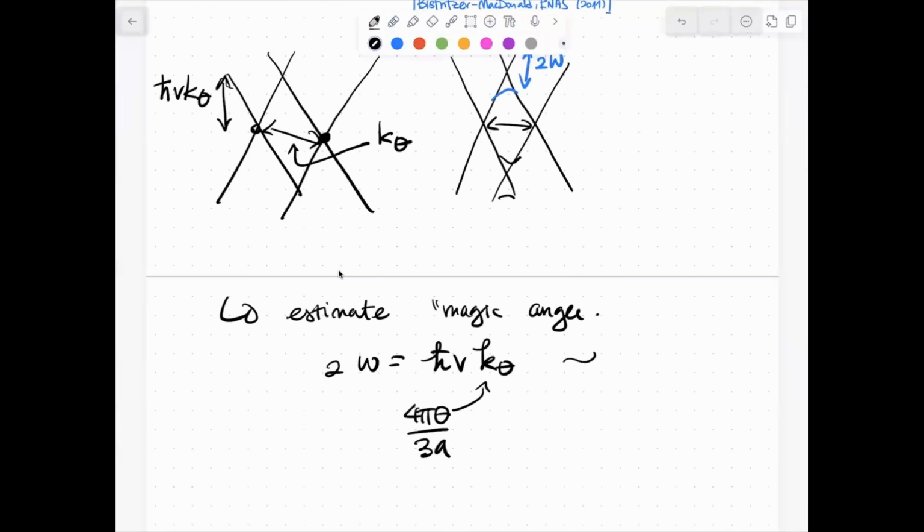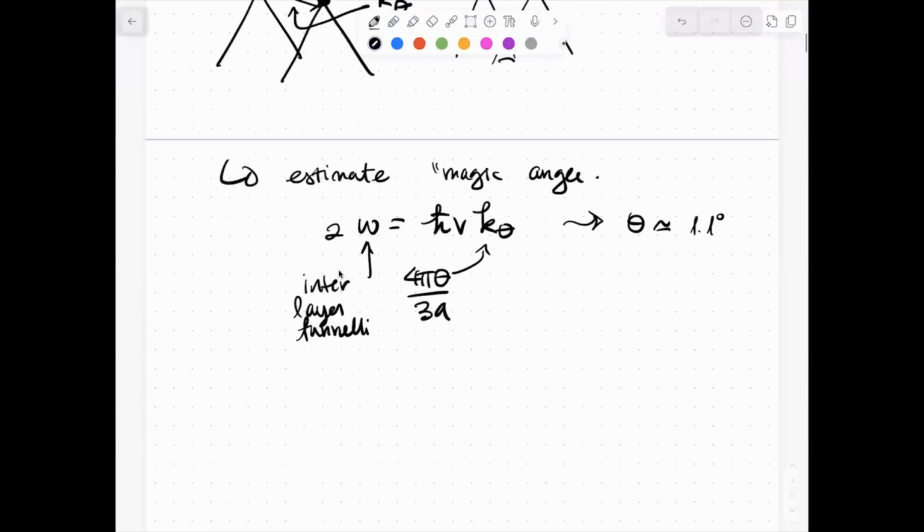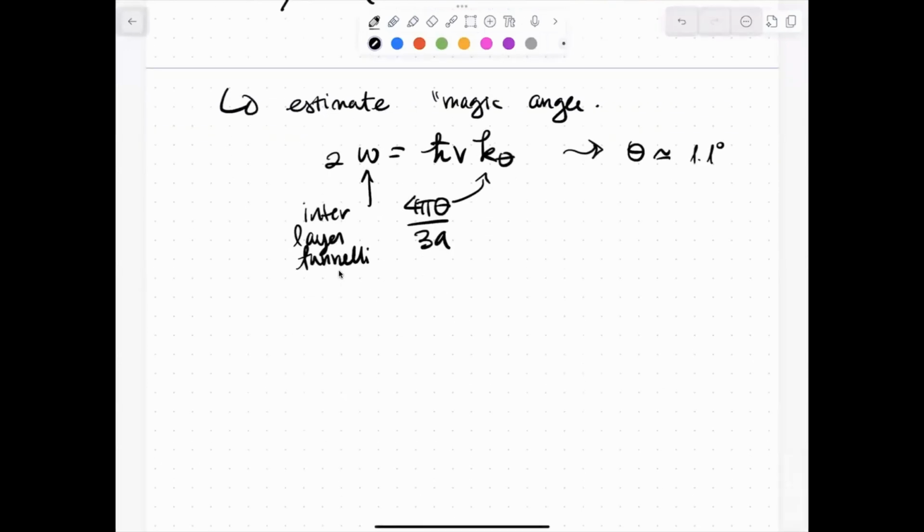And so, depending on what the magnitude of W, the interlayer tunneling, is, you get something that is around 1.1 degrees here. And so that is essentially the magic angle. This is, of course, not the good way to do this. There are numerical models that do this better.